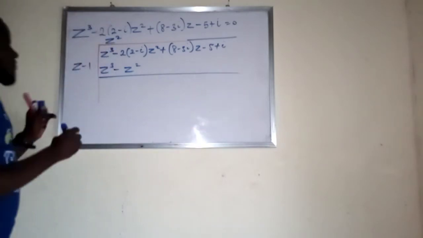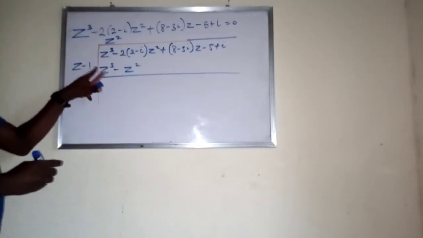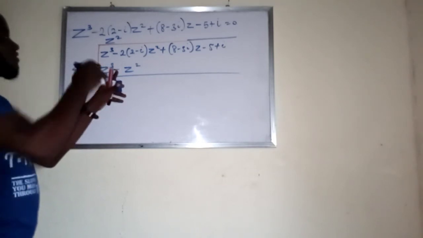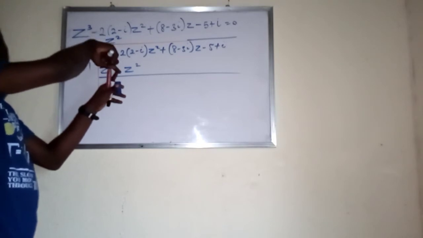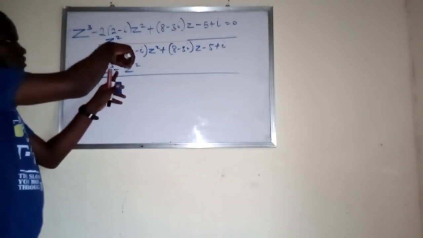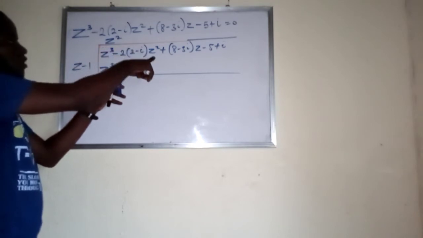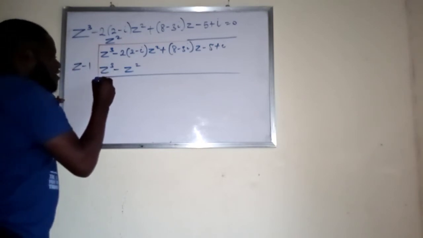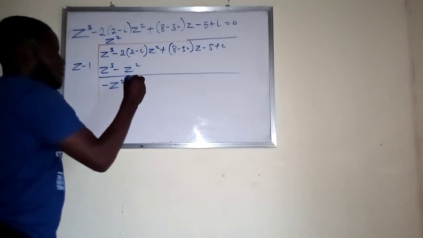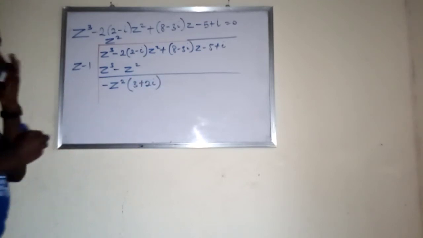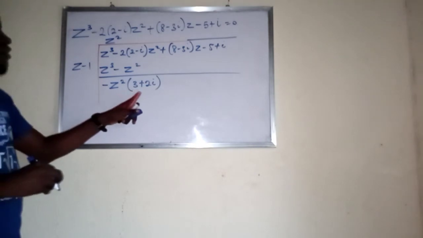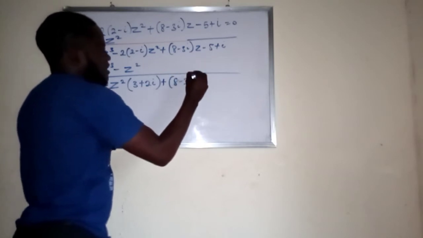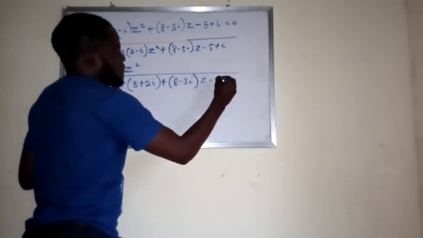If I take the difference of this, z cubed minus z cubed will be 0. So gone. This one will become plus, because if I have minus minus, that is minus 2 into 2 minus i z squared, and this minus will become plus. So this will become minus z squared into 3 plus 2i. So this should be our result here. Then plus 8 minus 3i times z minus 5 plus i.